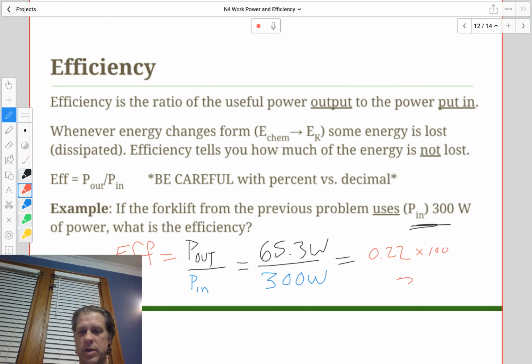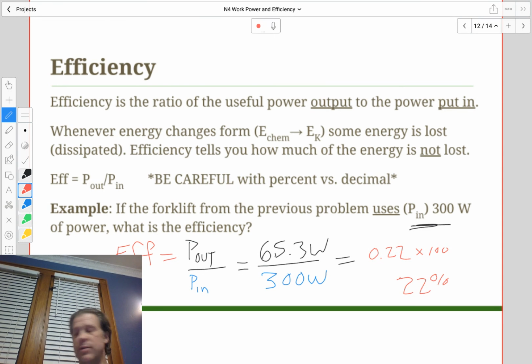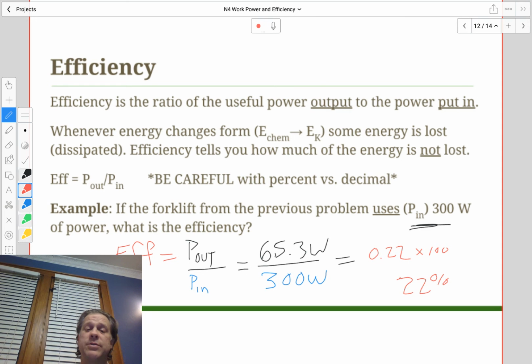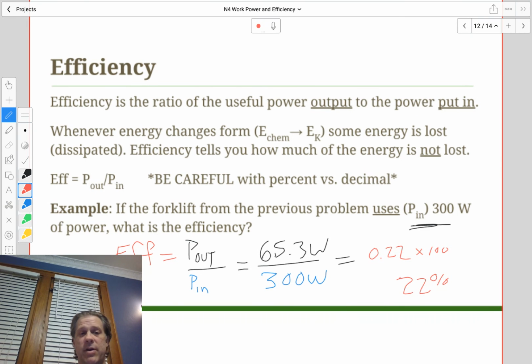I get 22% efficient. And so that tells me a lot. So we put a lot of work in to get a little work out. So that's not very efficient.